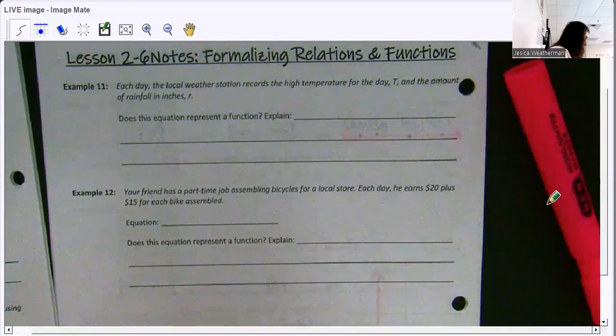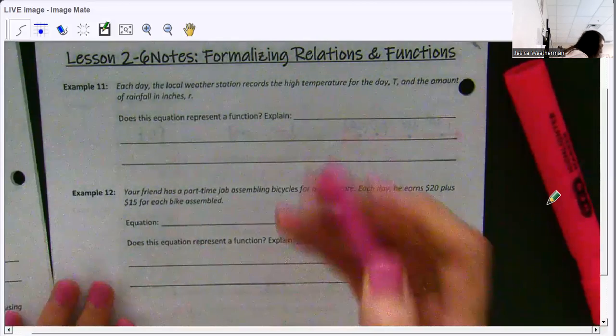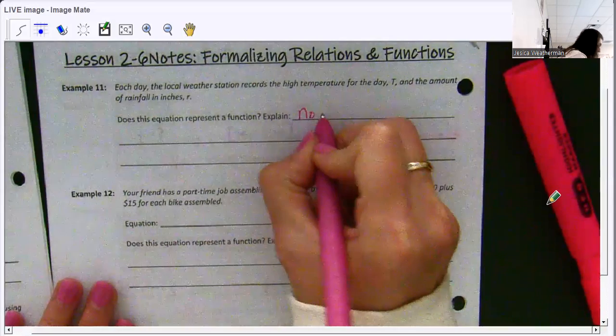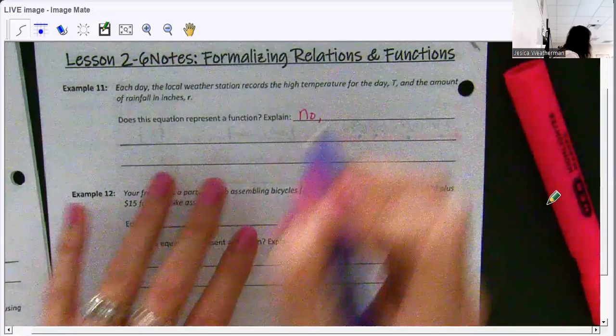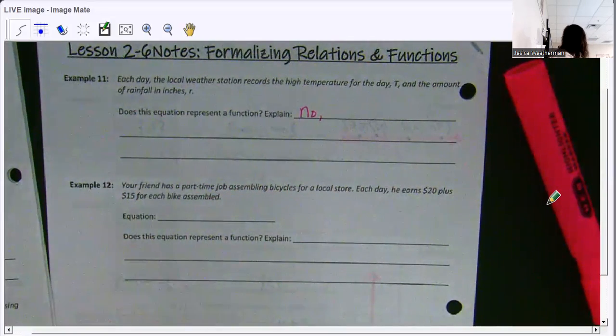Does the temperature or the rainfall depend on each other? No, I mean, it could be 60 outside and rainy, or it could be 60 outside and not raining, right? They do not have any relationship at all. Temperature and rain, in Texas anyway. Maybe in some states it does, but in Texas, it doesn't. So this would represent a non-function, so it is not a function. And the way that you would write this is that there is no correlation between temperature and rainfall.